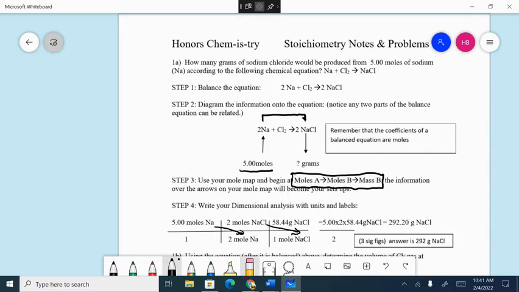So then I multiply across the top and I divide by the bottom. Remember, our answers will be in the same number of sig figs as our given. That's where you get your significant figures from, is the given. So I would report my answer as 292 grams of sodium chloride.